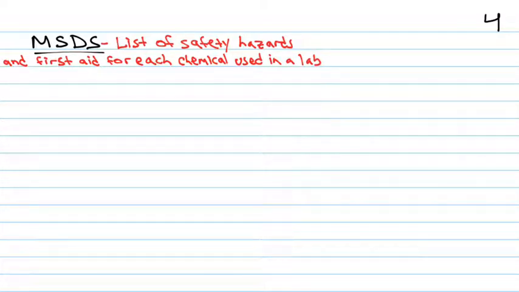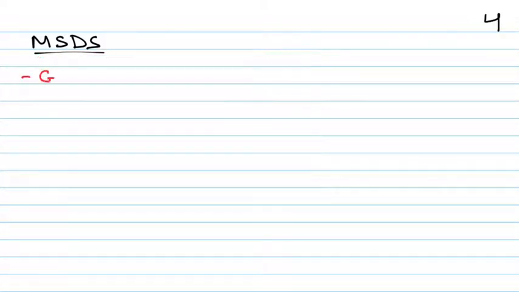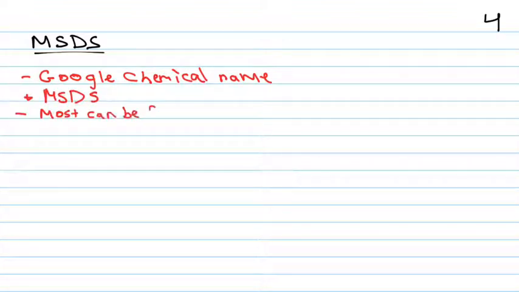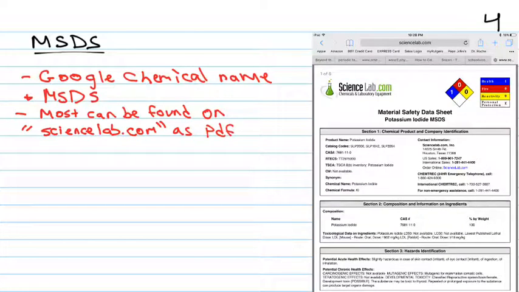This is going to help keep you safe while you're performing an experiment. So, in order to perform an MSDS, you're going to Google the chemical name plus the term MSDS. And of course, MSDS stands for Material Safety Data Sheet. Most of your safety data sheets can be found on sciencelab.com, usually as a PDF. This is a screenshot of what the website looks like.